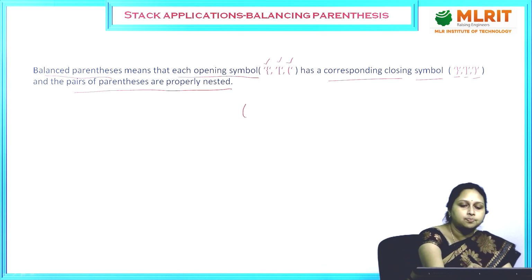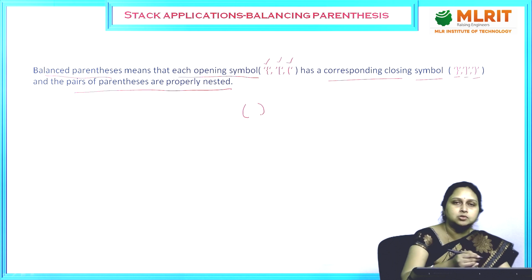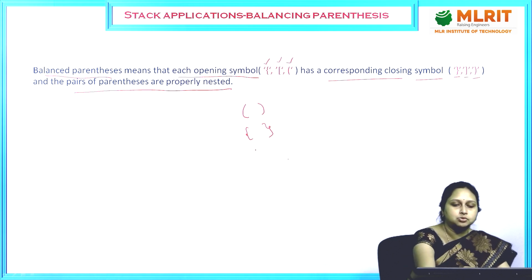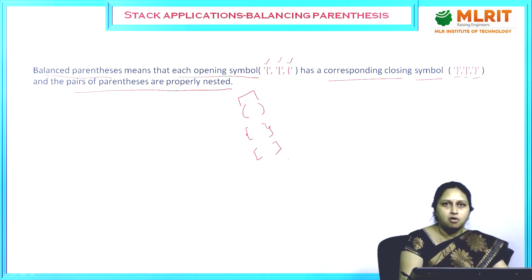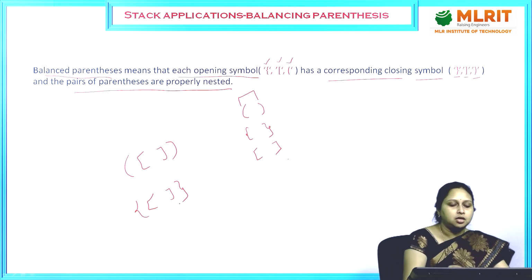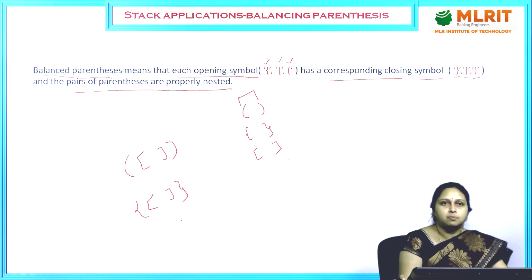Suppose I have an open curved parenthesis, for this it should have a closed curved parenthesis. If I have an open curly parenthesis, for that it should have a closed curly parenthesis, and if I have an open square parenthesis, for that it should have a closed square parenthesis. If the matching of open and closing parenthesis is found, then we can say it is balanced parenthesis. You can have them nested like this, or you can have the curly parenthesis like this. Then we are going to check the matching of it: for a particular open parenthesis, is there a closing parenthesis or not? For this, we are going to use our stack application.